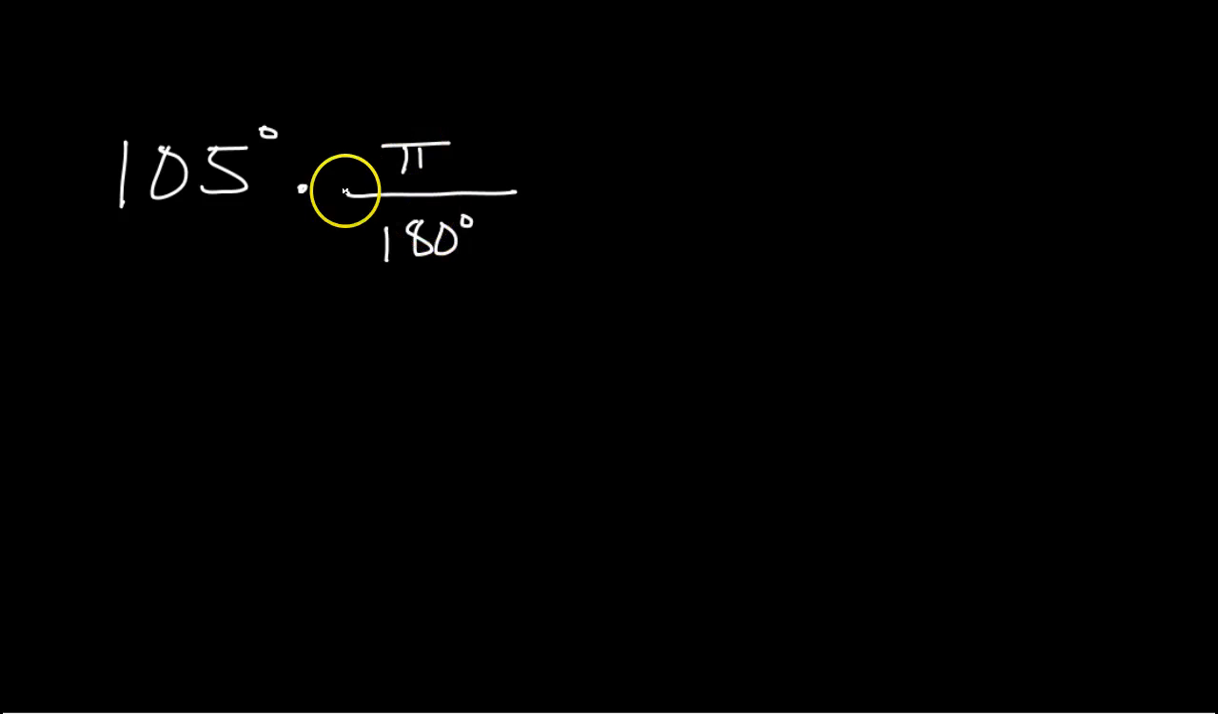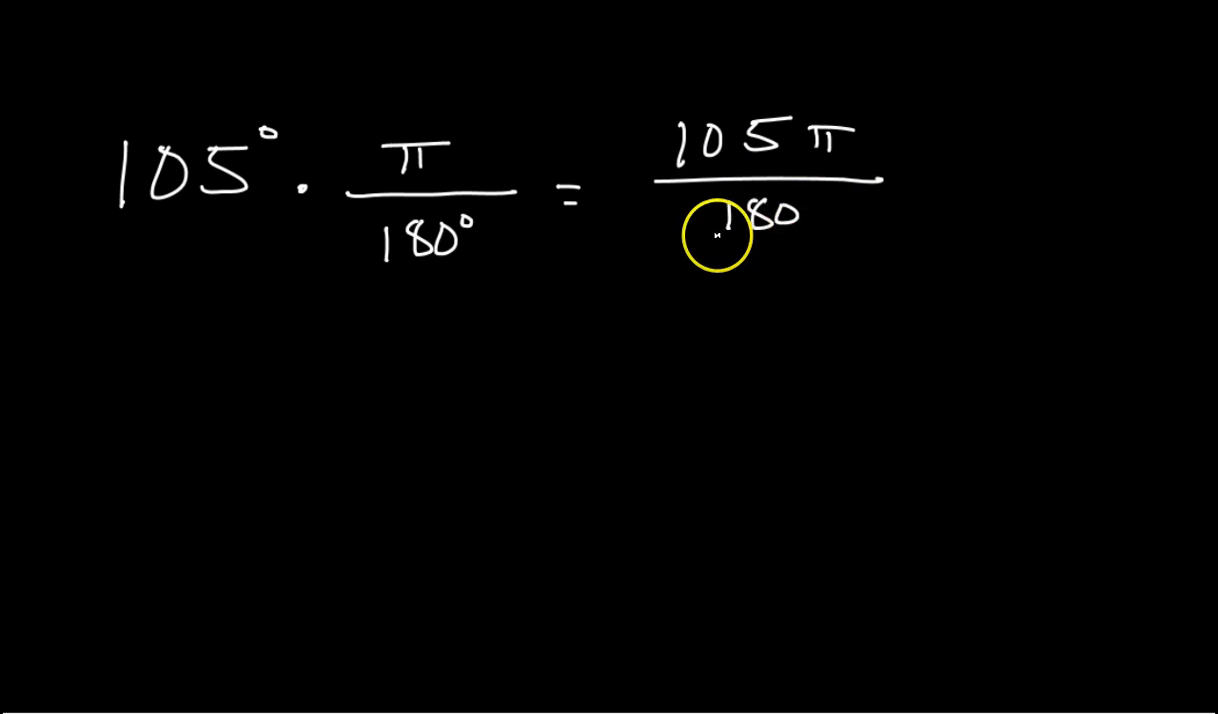So let's see. So I know I have 105 degrees. Now I can multiply that by pi over 180 degrees. This is the conversion factor that helps me convert between degrees and radians. So that's all I have to do, is multiply this, and then I will have radians. So if I think about this as being 105 pi over 180, then it really is just a matter of reducing this.